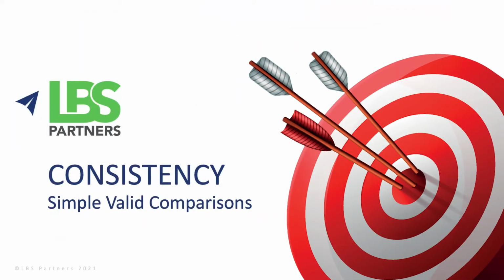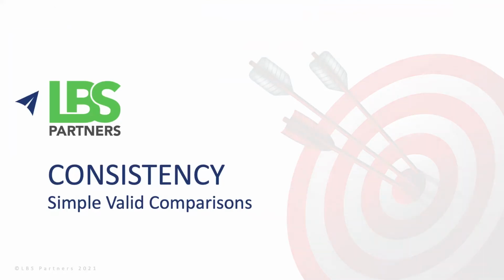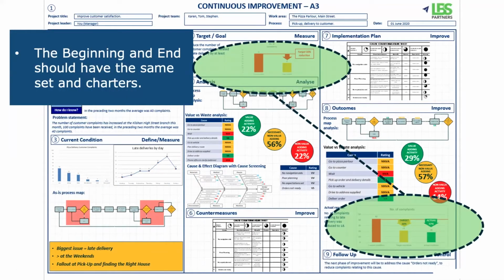Consistency: simple, valid comparisons. So the beginning and the end should have the same characters. So if we use a bar chart to actually highlight the goal that we're trying to achieve, we should repeat that tool and use that to summarize what we've actually achieved. This consistency allows us to make simple, valid comparisons.